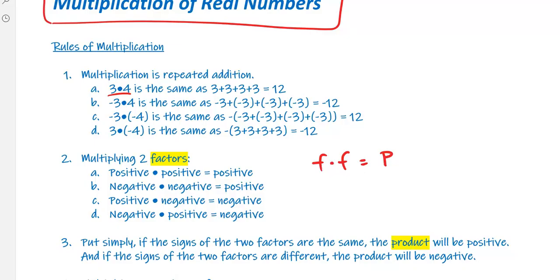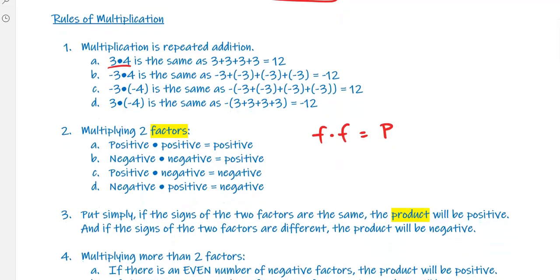And so simply, if the signs of the two factors are the same, so if they're both positive or both negative, the product will be positive. So positive times positive equals positive. Negative times negative equals positive. Write this stuff down. It's important.